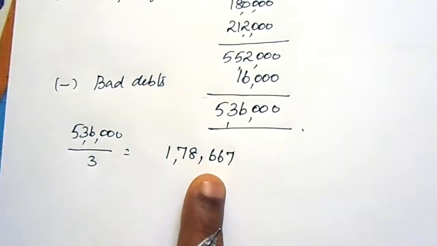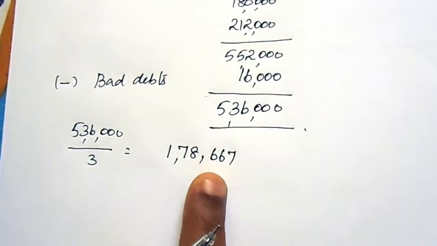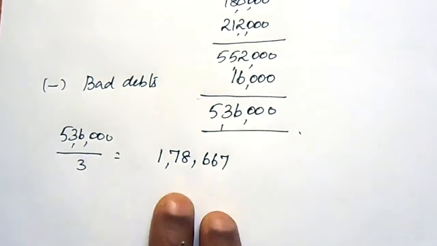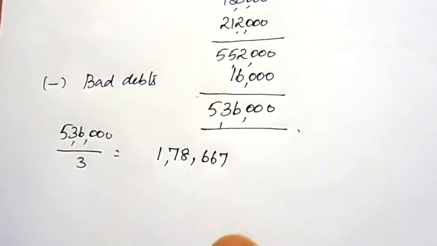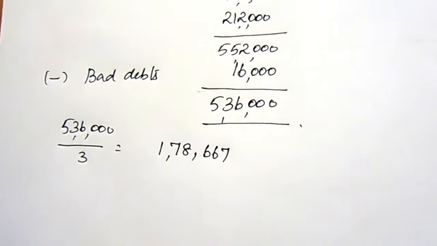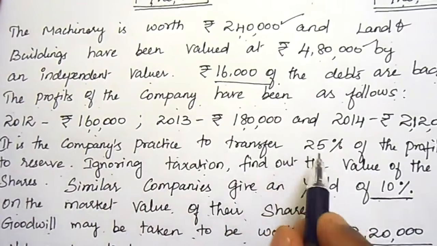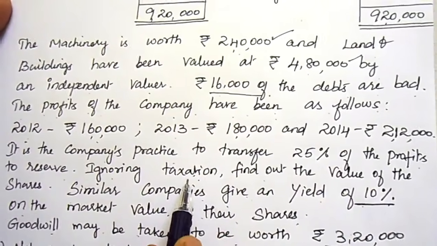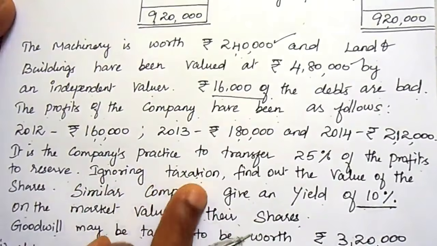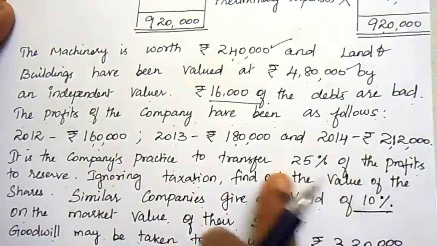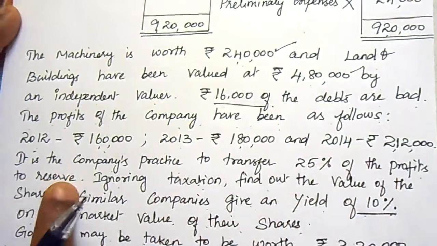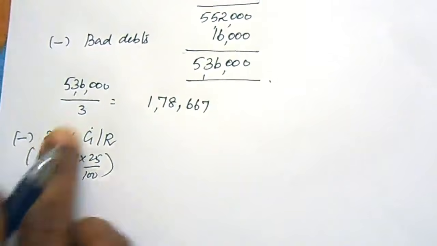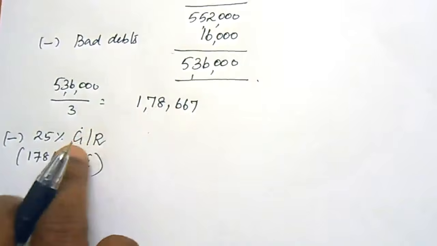After finding the average profit, just see if there is any taxation or any transfer to general reserve. If there is, that will be subtracted from this profit. And after subtracting all these things, the remaining amount is called profit available for equity dividend. Just look at the adjustment. It is the company's practice to transfer 25% of the profit to reserve. Ignore taxation. So you need not subtract tax because they have clearly given that taxation is ignored. You need to allocate 25% of profit to reserve. That is 25% on the average profit. Now we have to subtract 25% of this average profit. That amount will be transferred to general reserve.